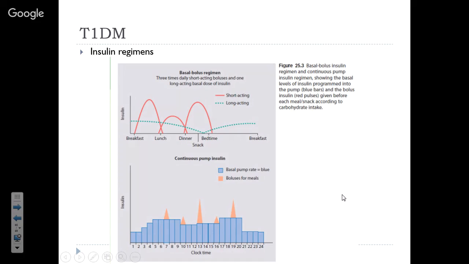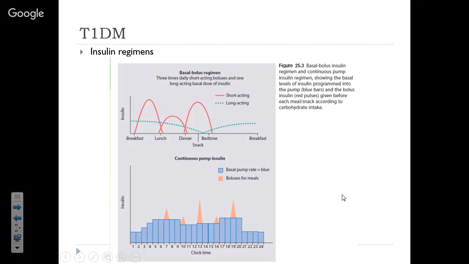The other common one is a BD regimen, so twice daily. Basically, there's only 2 injections, so 1 in the morning, 1 in the evening, and those are injections of pre-mixed insulin and combinations of insulin as well. The advantages are that obviously there's less injections for the kid, but with that, there'll need to be more strict and rigid meal times, which some families might find quite difficult.